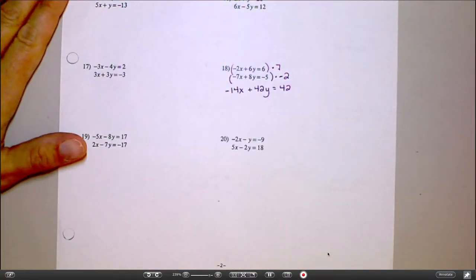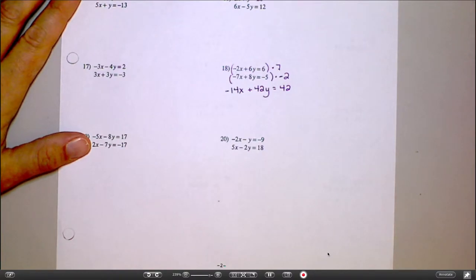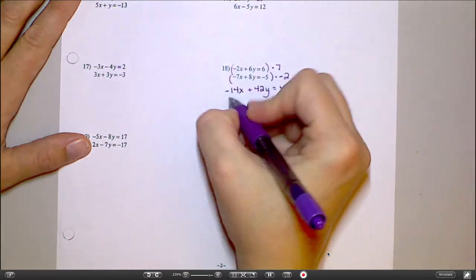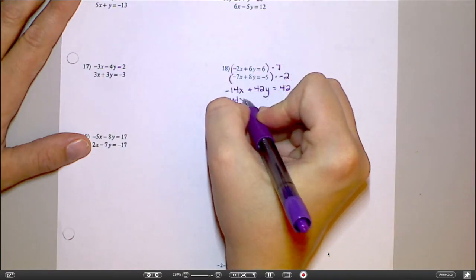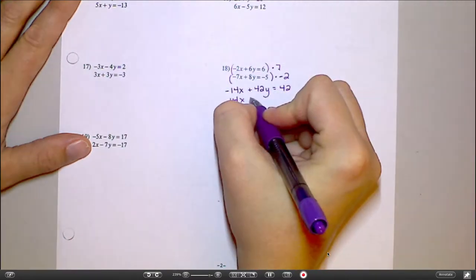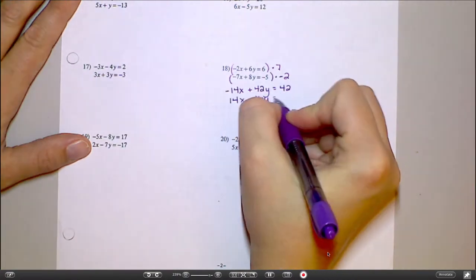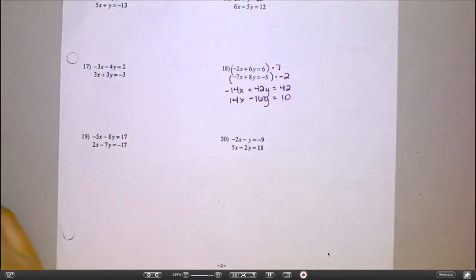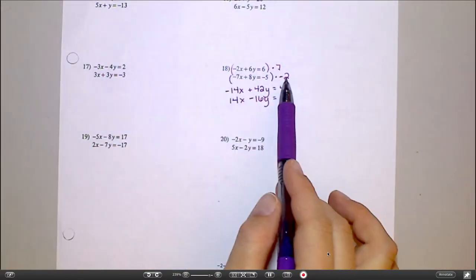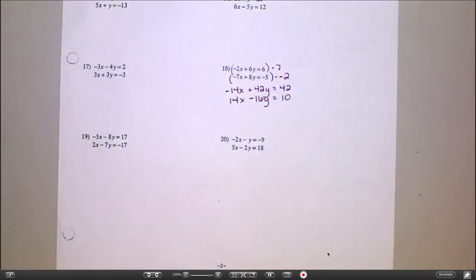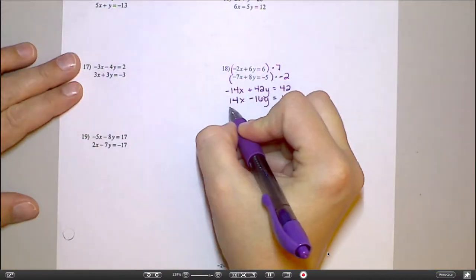No one have any trouble with what I've done so far? No? You trust me? All right. Negative 2 times negative 7 is positive 14x. Negative 2 times 8 is negative 16y. And negative 2 times negative 5 is positive 10. Okay. So I multiplied the whole top equation by 7, the whole bottom equation by negative 2. And look at that. Now I have a negative 14 and a positive 14. That's convenient.